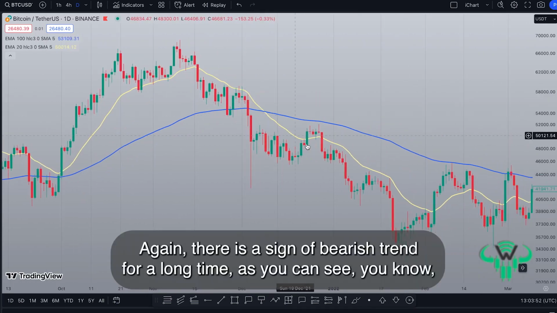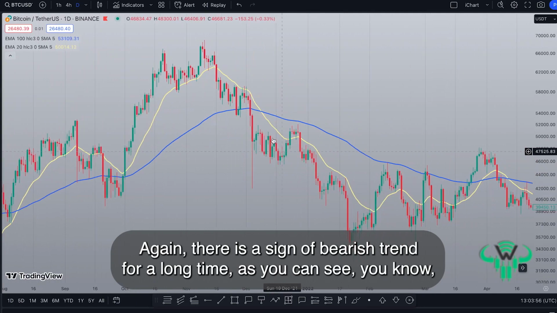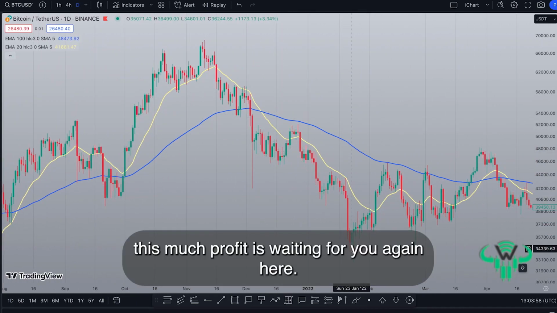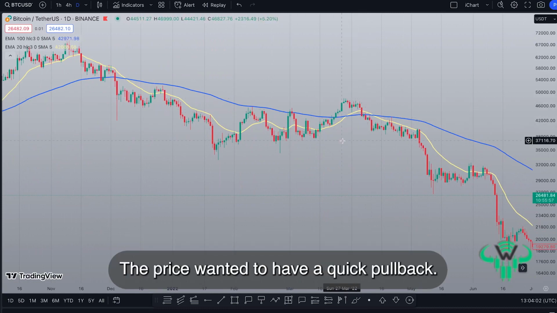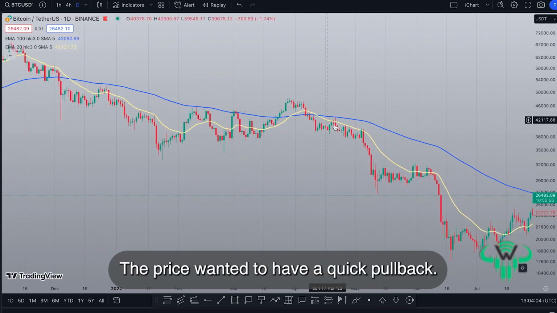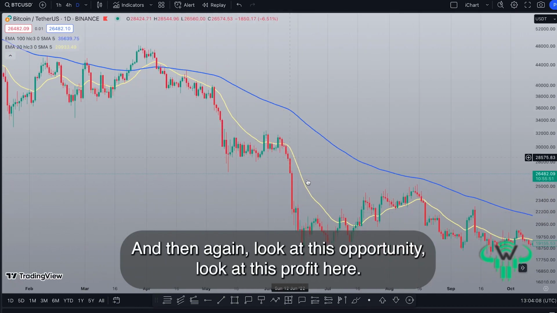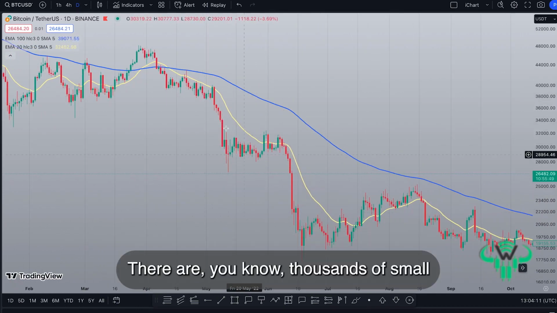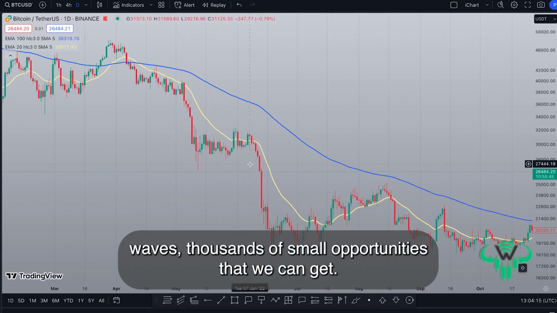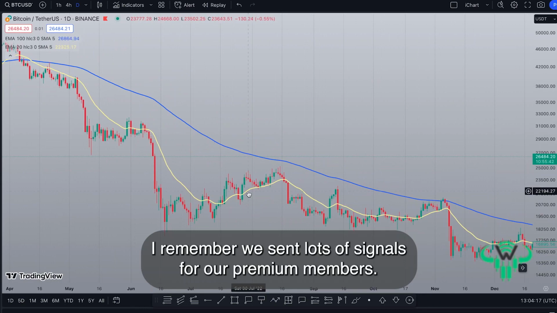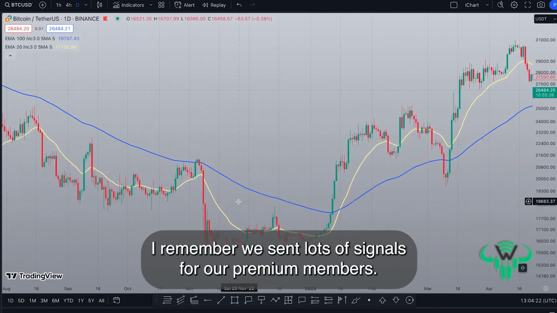Again, there is a sign of bearish trend for a long time. As you can see, this much profit is waiting for you. Again, here the price wanted to have a quick pullback. And then again, look at this opportunity. Look at this profit here. There are thousands of small waves, thousands of small opportunities that we can get. I remember we sent lots of signals for our premium members.